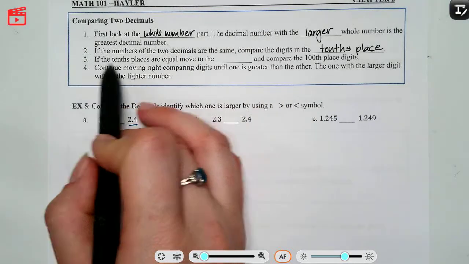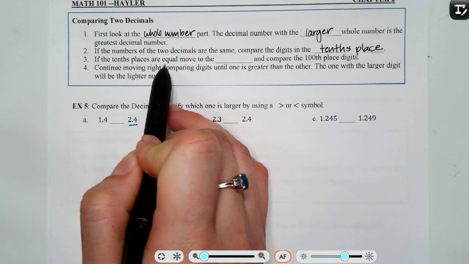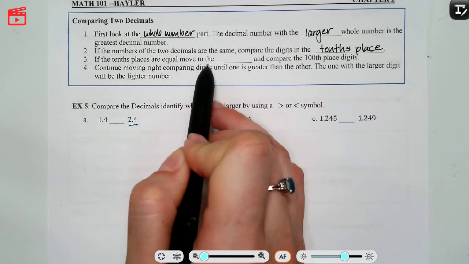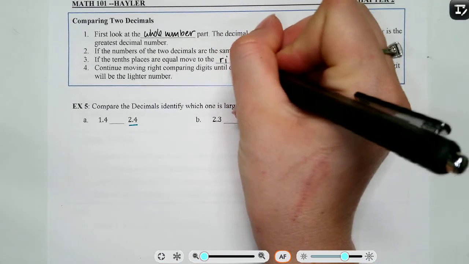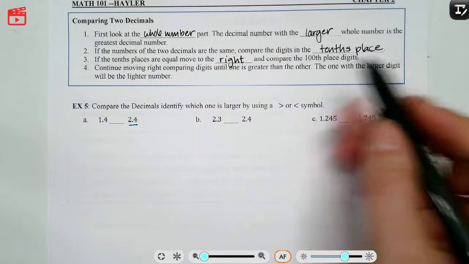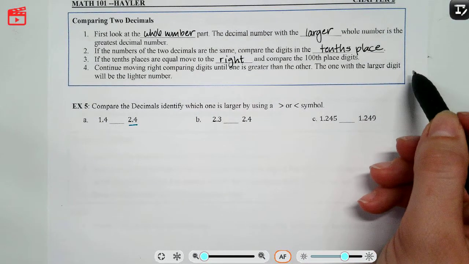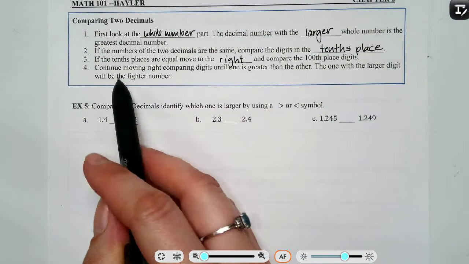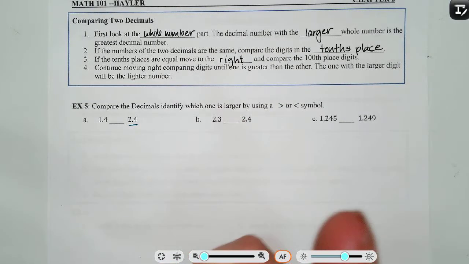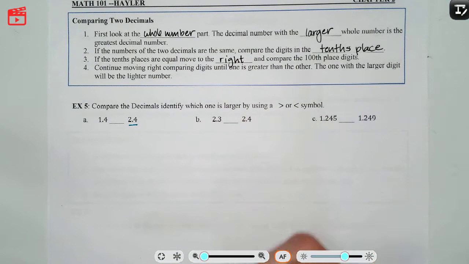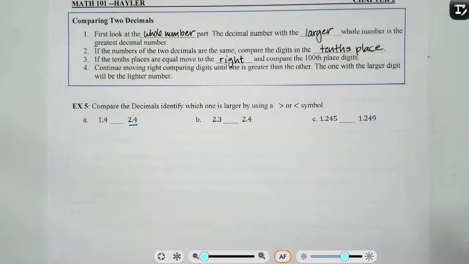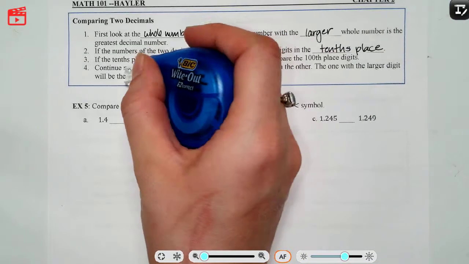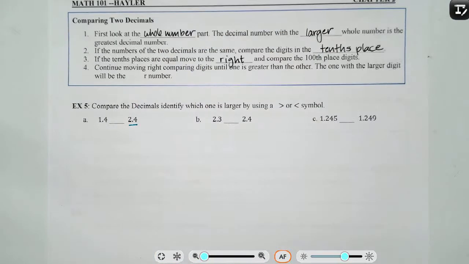Now 3. If the tenths places are equal, we're going to move to the right and compare the hundredths place digits. Alright, and you're just going to continue moving right and comparing digits until you find one digit that is greater than the other. Once you've found this, the one with the larger digit will be the larger number. Oops, that's supposed to be larger, not lighter. Please go ahead and change that.